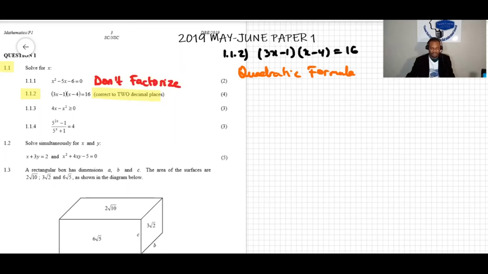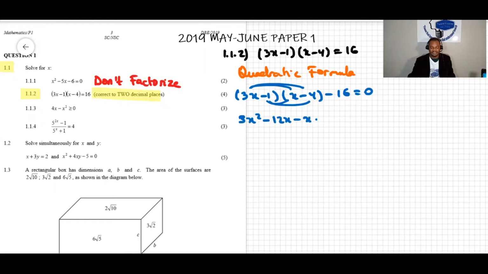We have 3x minus 1 times x minus 4. We can move the 16 over, that makes minus 16 equal to 0. Now we can do 3x times x, 3x times negative 4, negative 1 times x, negative 1 times negative 4. That will make 3x squared minus 12x minus x plus 4, minus 16, equal to 0. Now we can combine like terms.